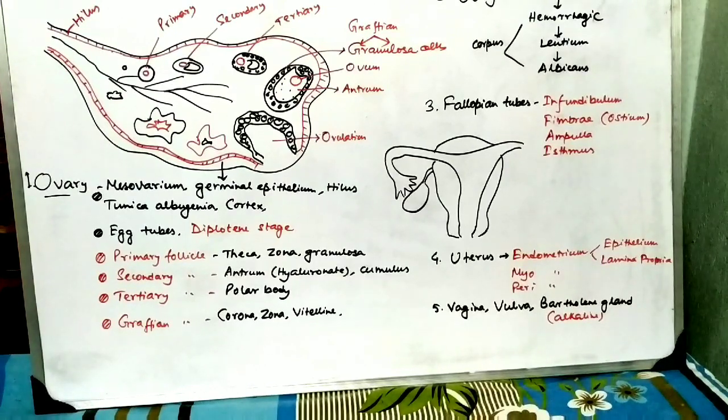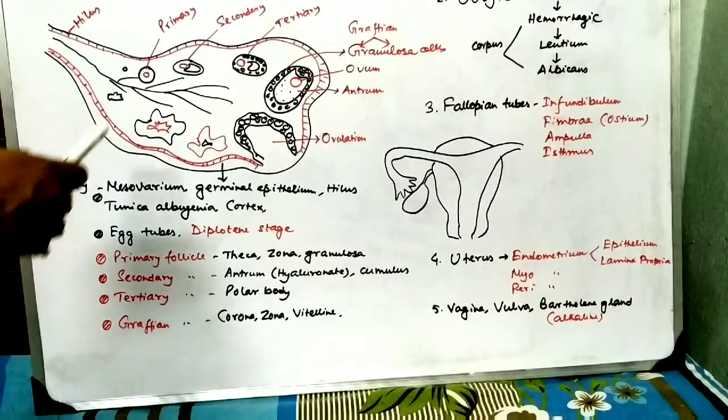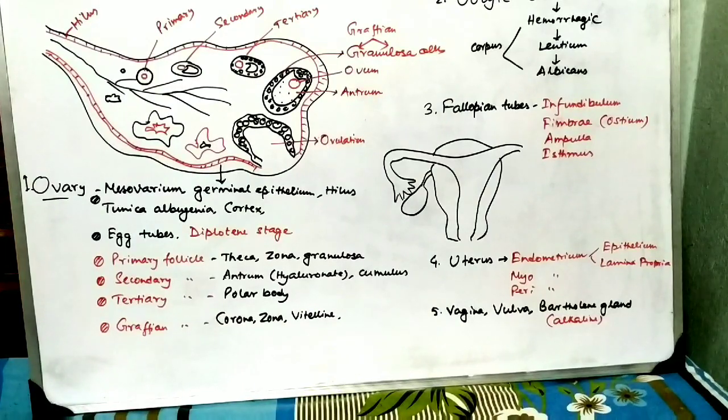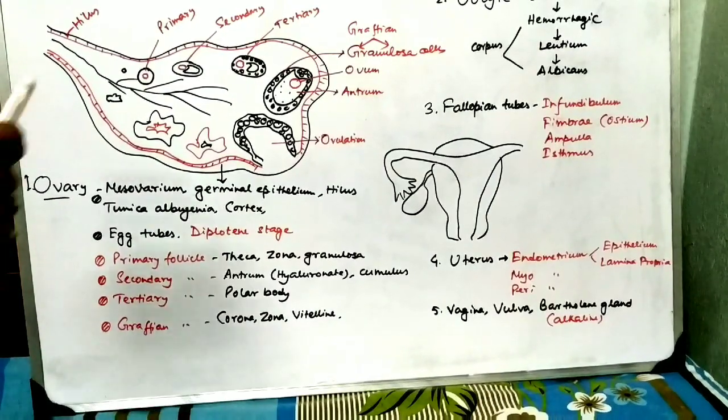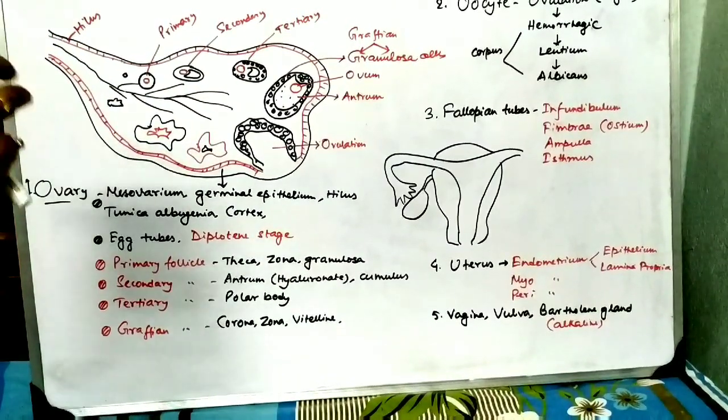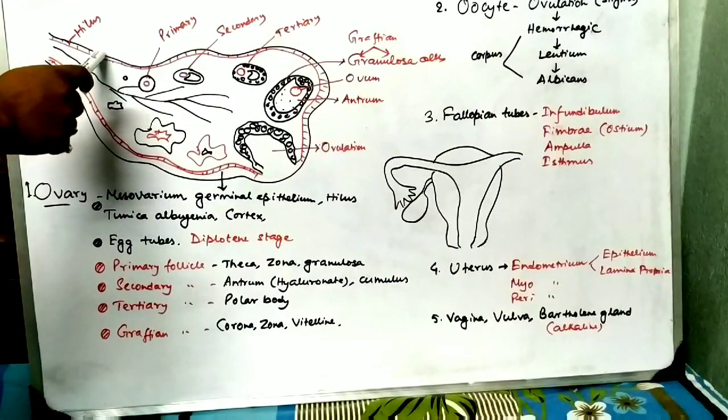The oogonia will gradually mature into primary and secondary oocyte, and finally it will form the ovum. But the maturation to the ovum is not completed until fertilization. So now we can say that this is the oocyte. During the different stages of oogenesis, at first some ova and a group of cells come out of the germinal epithelium.